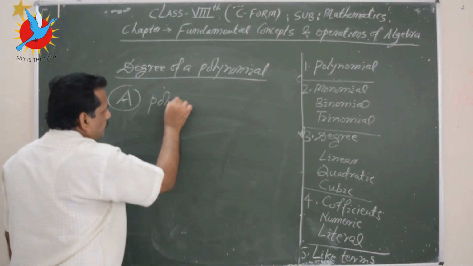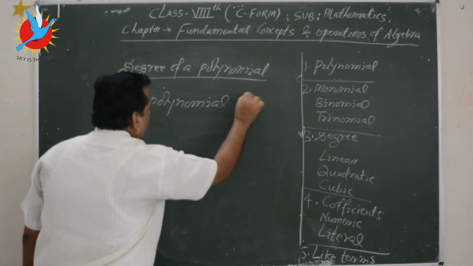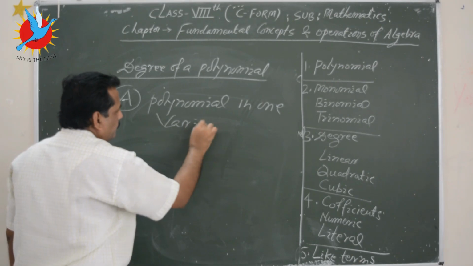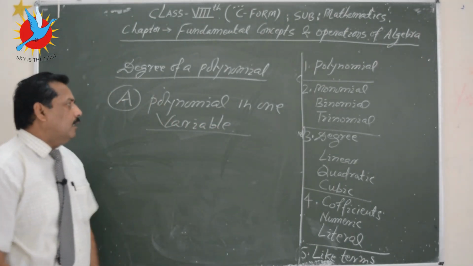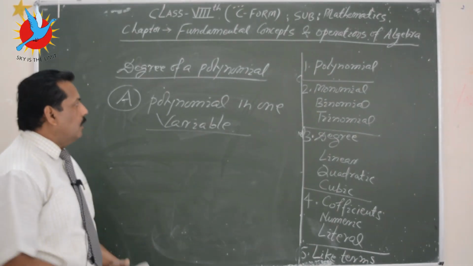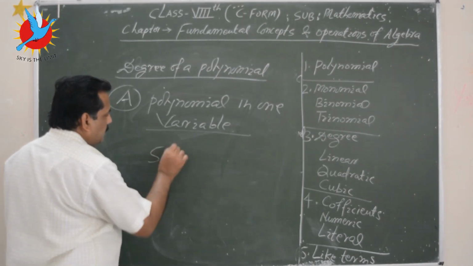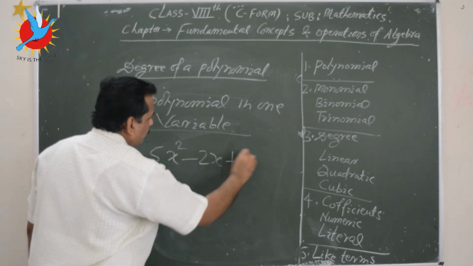Polynomial in one variable. So you can identify a variable. A variable is that whose value may change. So I am writing here one polynomial. Let us say this is 5x square minus 2x plus 3.